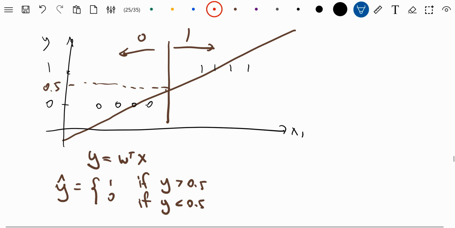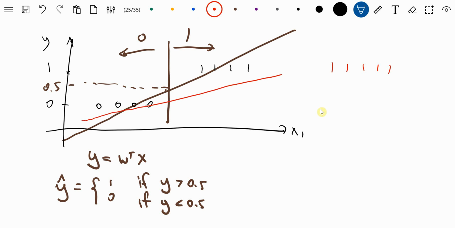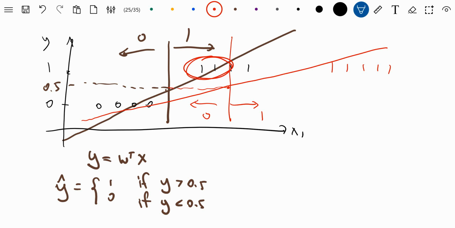However, this is obviously wrong. Let me show you by adding another few training data points, say there. Adding points here should not affect the result, because if you classify it the same way, it will still work. However, if you run a regression, you would have a line like this. So when you use the same rule, let's extend this, and on the right is 1, on the left is 0. Suddenly there are points that are classified incorrectly.